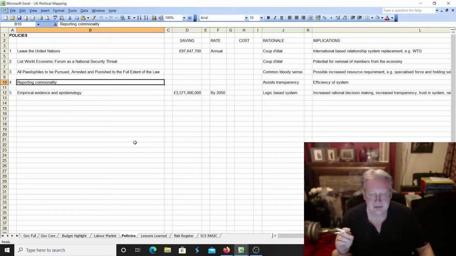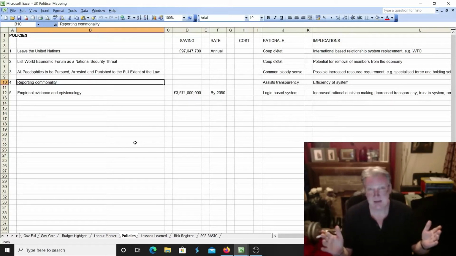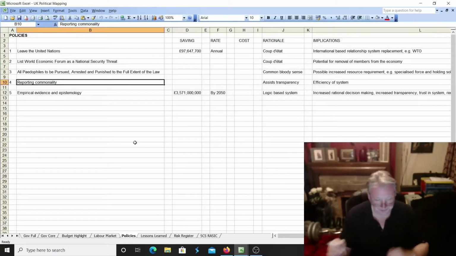That would greatly assist in the transparency of it, and it would greatly assist in the efficient running of government as a whole. If everybody is operating from the same hymn sheet, things are going to start to work more smoothly.